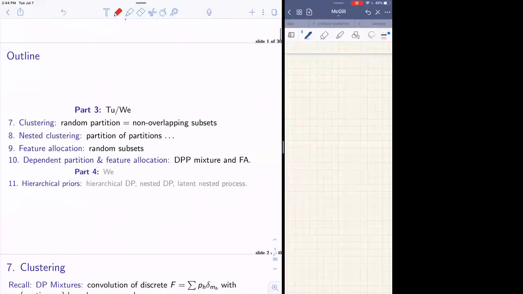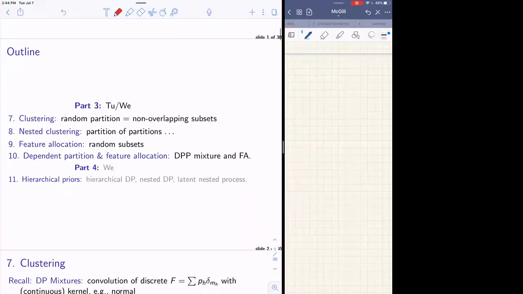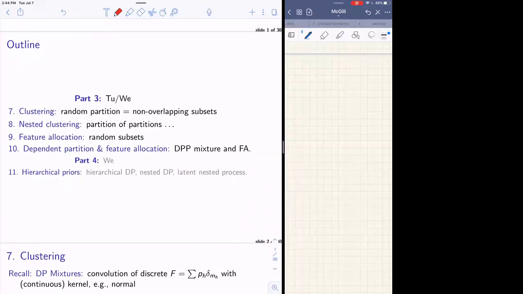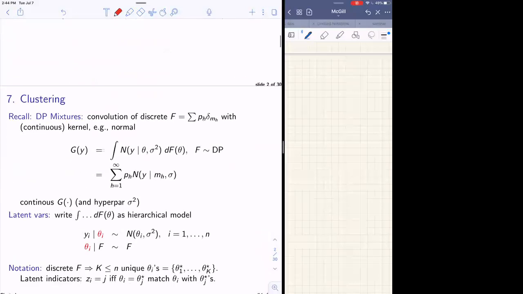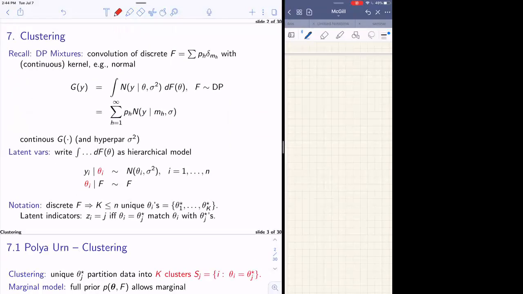So plan for today. Sorry, plan for this part, which we are not going to finish today. We'll talk about clustering. I think we can start with that. And then tomorrow we'll talk about nested partitions. That was the picture on the title slide. We'll talk about random subsets, and then we might talk about one of my pet themes, dependent partitions. But let's start talking about clustering. And the first 2 or 3 slides actually just repeat. It's exactly what we had before.